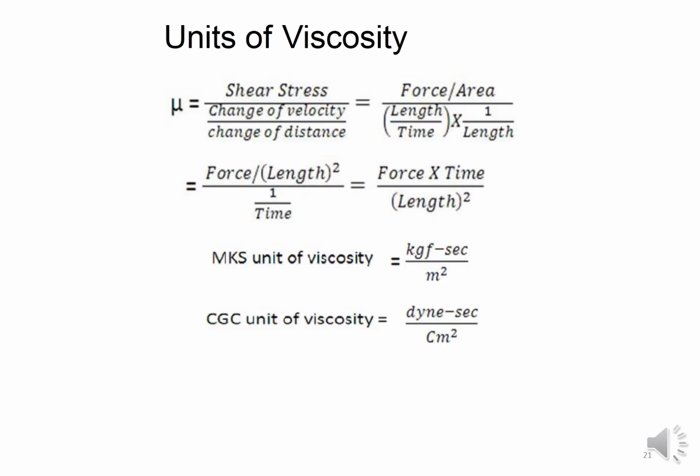The unit of viscosity, that is dynamic viscosity, it is shear stress to the change of velocity by the change of distance. So length is going to get cancelled, that we have already discussed. The unit is Newton second per meter square or kg second per meter square.